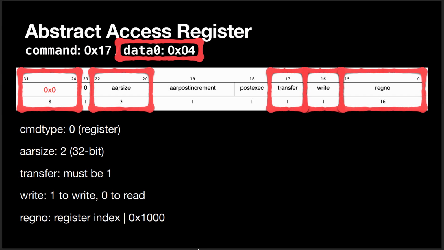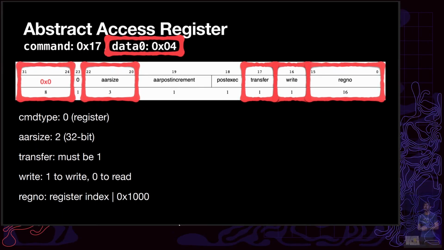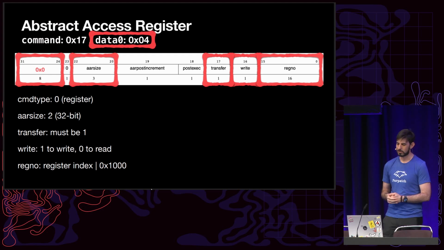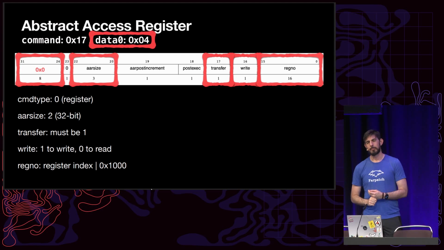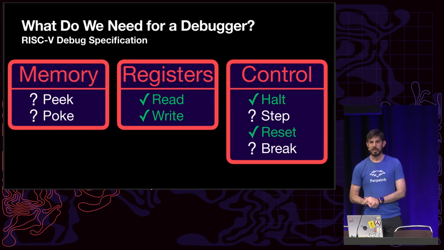Makes sense, except that you have to OR your register with 0x1000, which is kind of weird, okay? So you want to access register R1. You have to specify the register as 0x1001. Kind of weird. We'll come back as to why that is in a bit. But the data will pop out at data 0, which is at address 4. Okay, great. So now we have the ability to read and write registers.